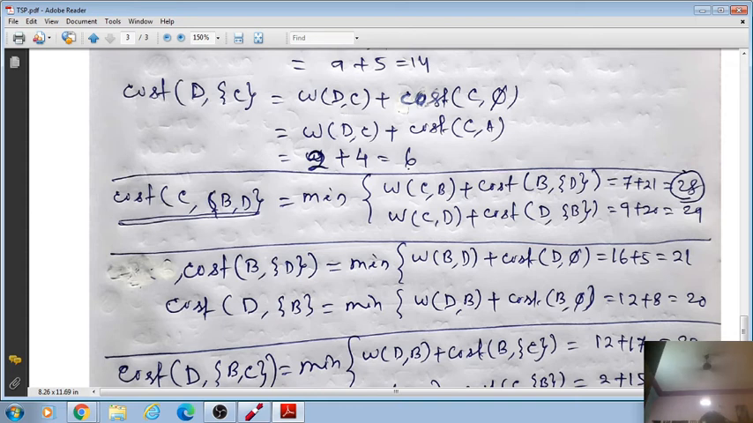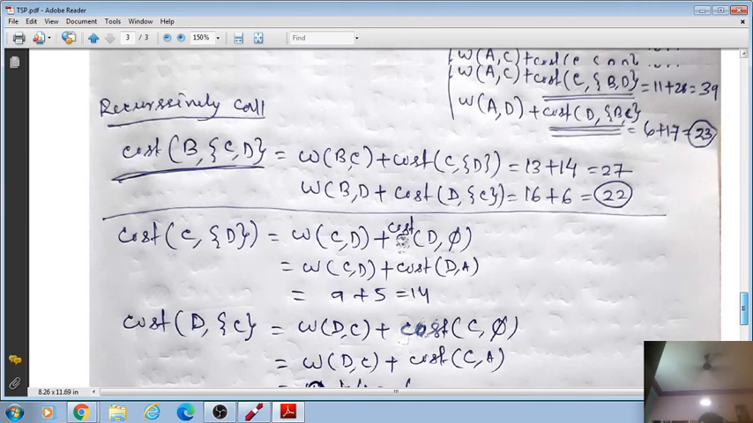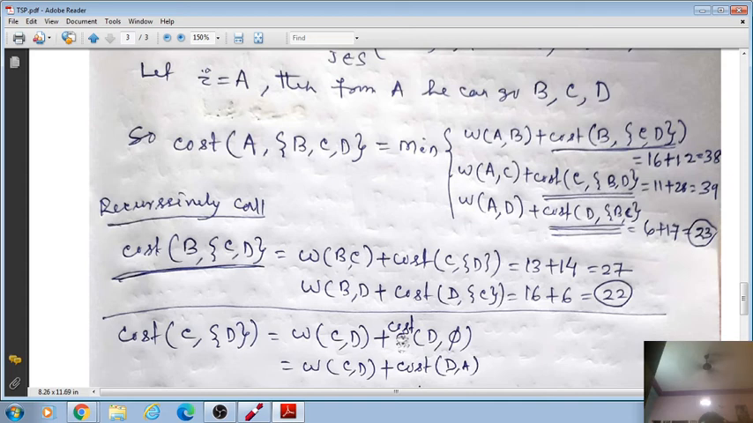So among these, which is minimum? 20. So I have taken the minimum value there. Just see, I will take 28. Okay, 28, 29, 28. So this is 11, the cost of A to C, 11 is there in the graph. I found 28 recursively, so it will be 39.